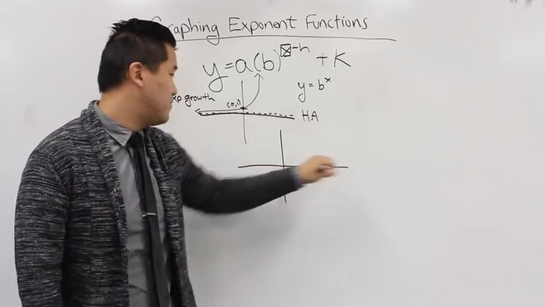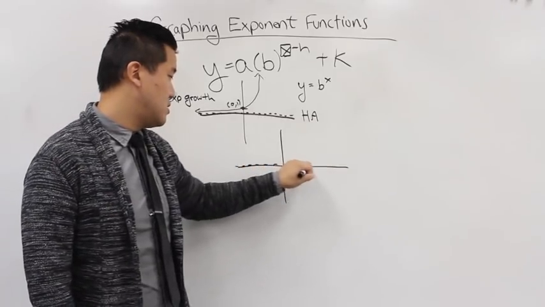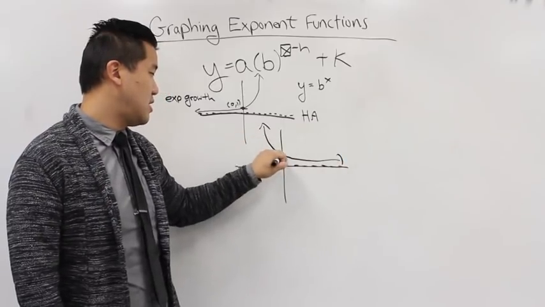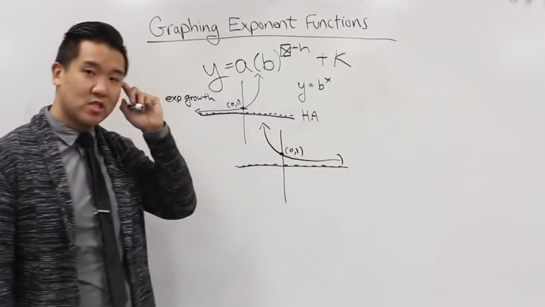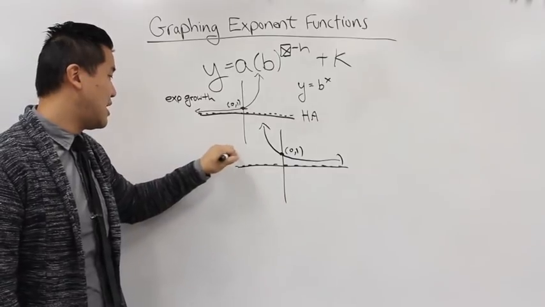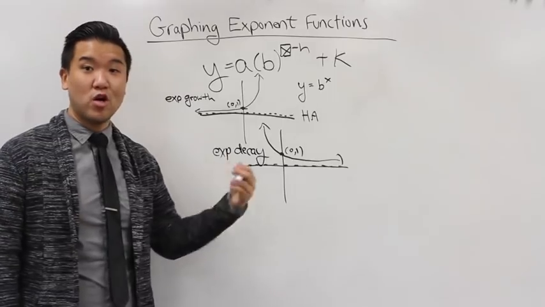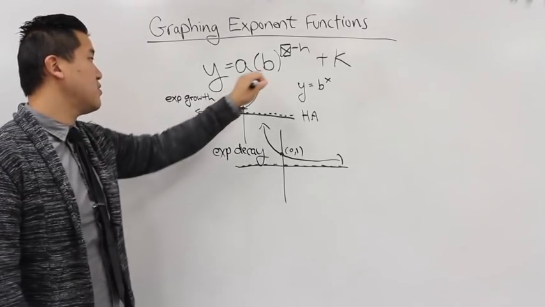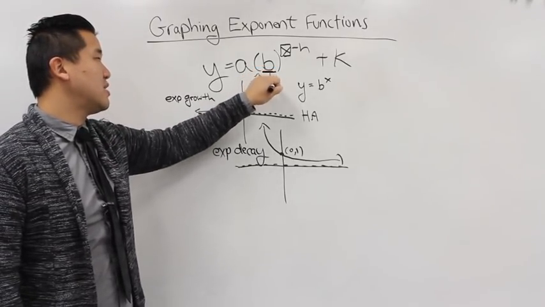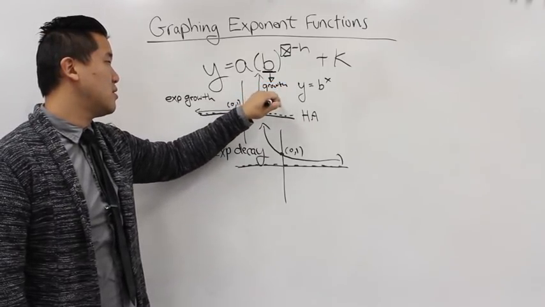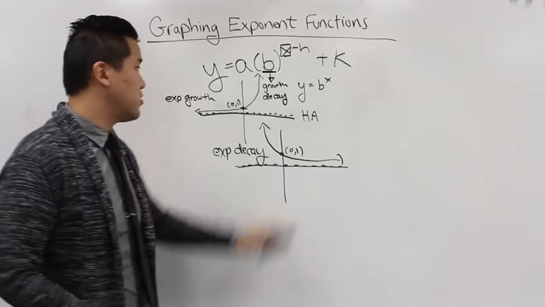Besides growth, we also have decay. We'll talk about how we get that. Decay looks like this, with the same point (0,1). This is exponential decay. Growth or decay occurs from my b value, this guy here. This guy tells you if it's a growth or a decay.